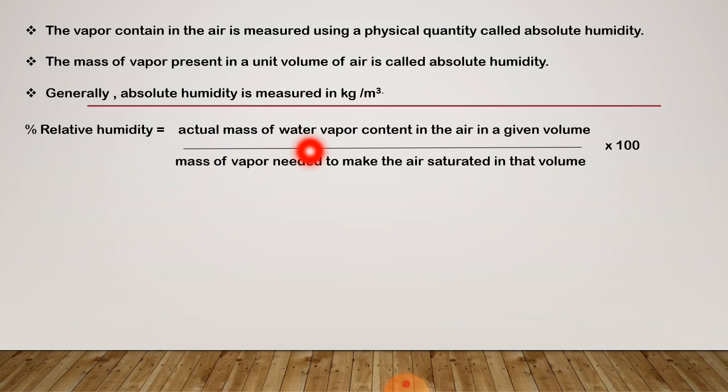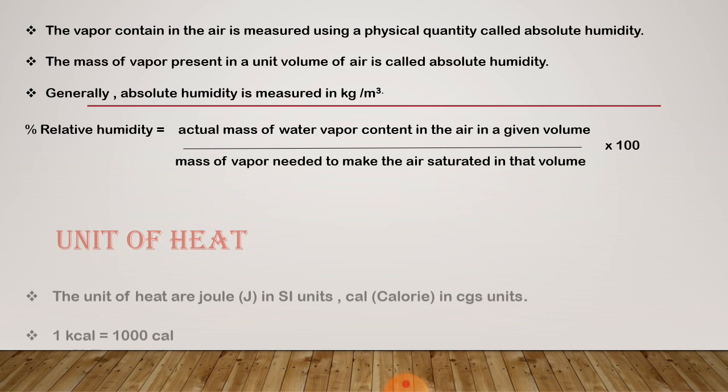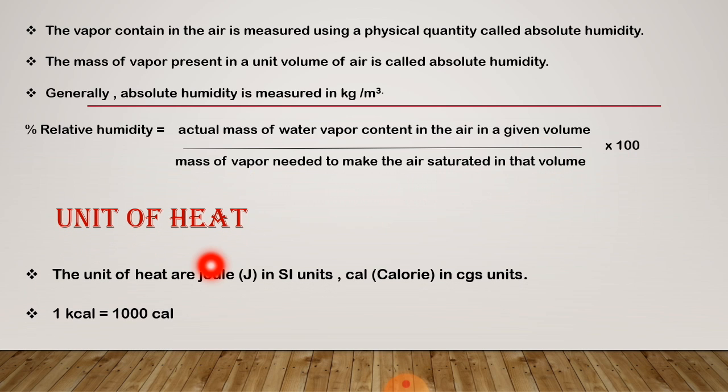Actual mass of water vapor content in the air in a given volume divided by the mass of vapor needed to make the air saturated in that volume, into 100. So this is the formula which is very important. Then what is the unit of heat? The unit of heat are what? Joule in SI unit and calorie in CGS unit. You all know that 1 kilocalorie is equal to 1000 calorie.